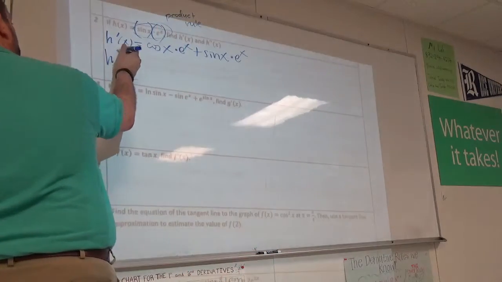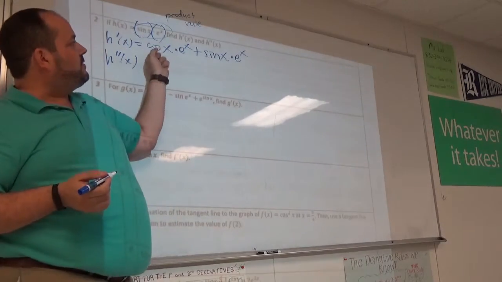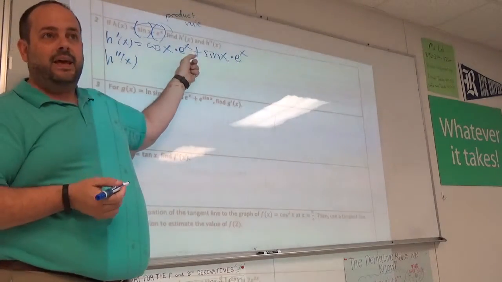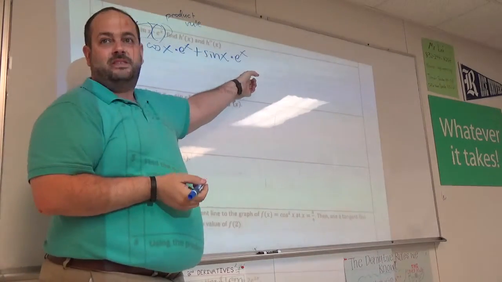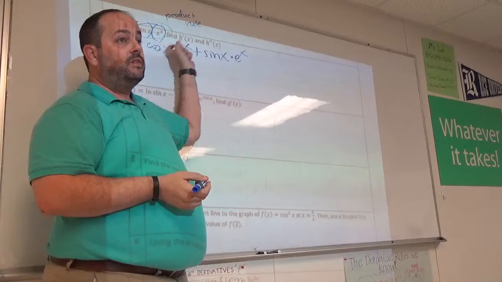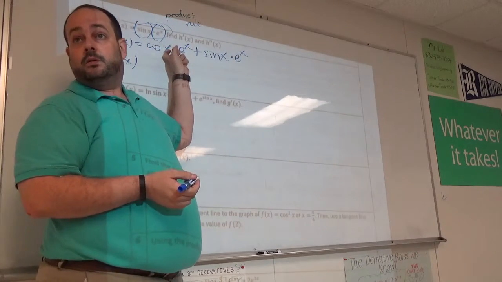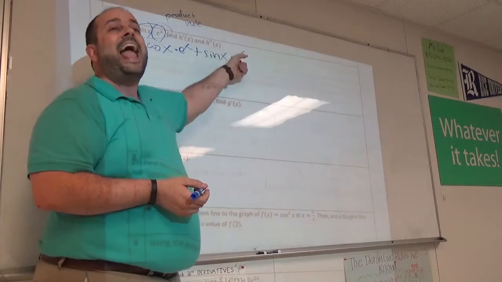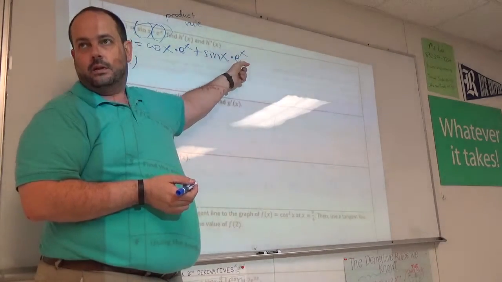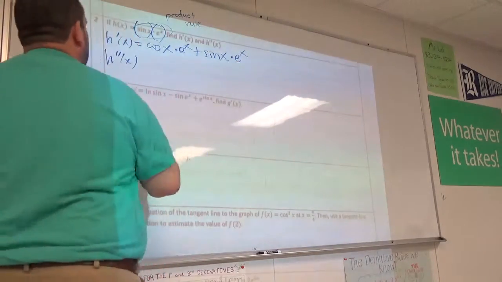Now, all my folks that are in the process of finding h double prime, you need to find the derivative of cosine of x times e to the x plus sine of x times e to the x. Derivative rules that I need here: product rule, sum rule, and product rule again. Two product rules. Isn't it exciting?